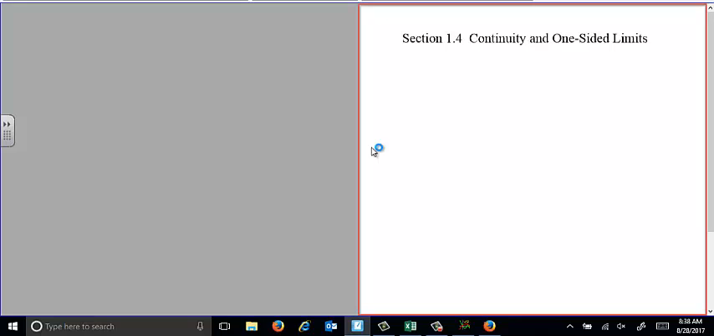Okay, so we've got two more sections in chapter 1. We've got the definition of continuity and one-sided limits. What we've done so far is two-sided limits. We approach x equals some value from both the left-hand side and the right-hand side, and see whether it approaches the same y value. One-sided limits are when you only approach from the positive side or the negative side, the right or left side.